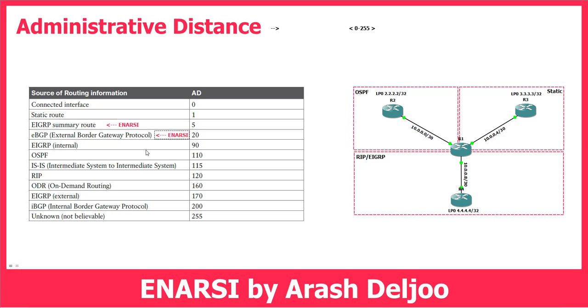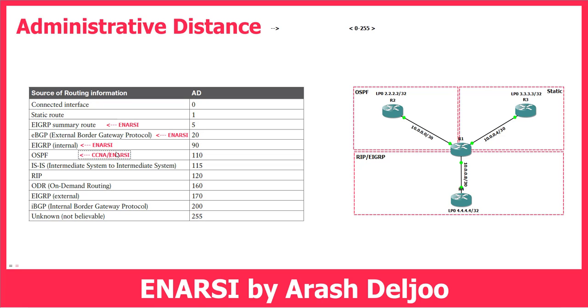Also about the EIGRP internal that has the administrative distance of 90, you will learn in this class. About the OSPF, you have learned before in the CCNA class, and also in the NRC. Again, you will hear about the OSPF, and you will learn more than OSPF more than CCNA related to the OSPF. Because of that, the OSPF administrative distance is 110.